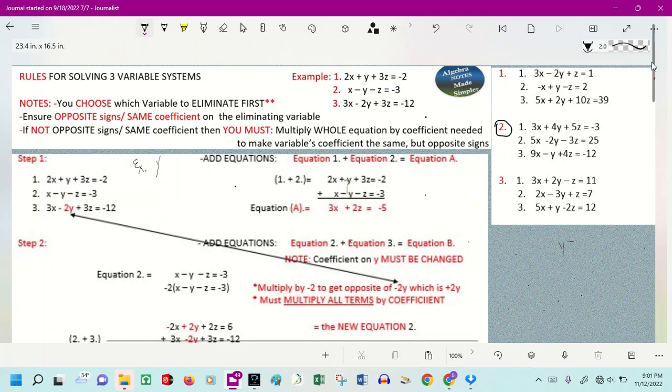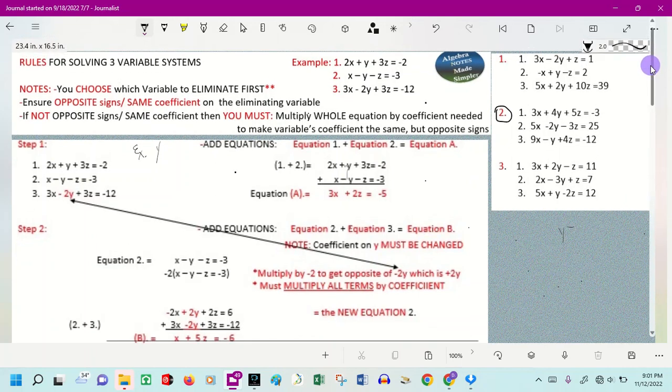Today we are going to look at solving three variable system equations. And this is the example we're going to use. In solving three variable system equations, we first get to choose which variable we want to eliminate first. In this equation, we're going to eliminate the y first.